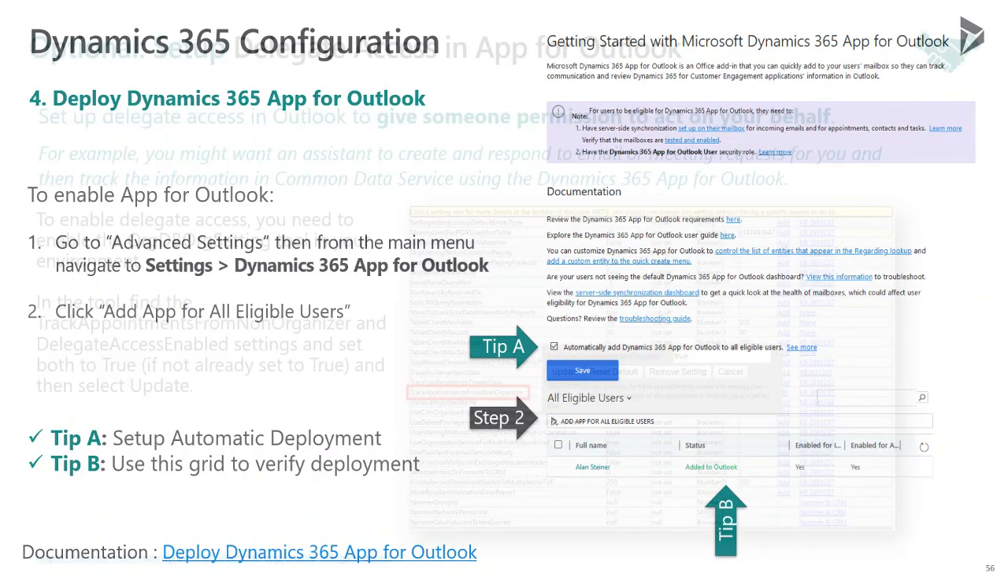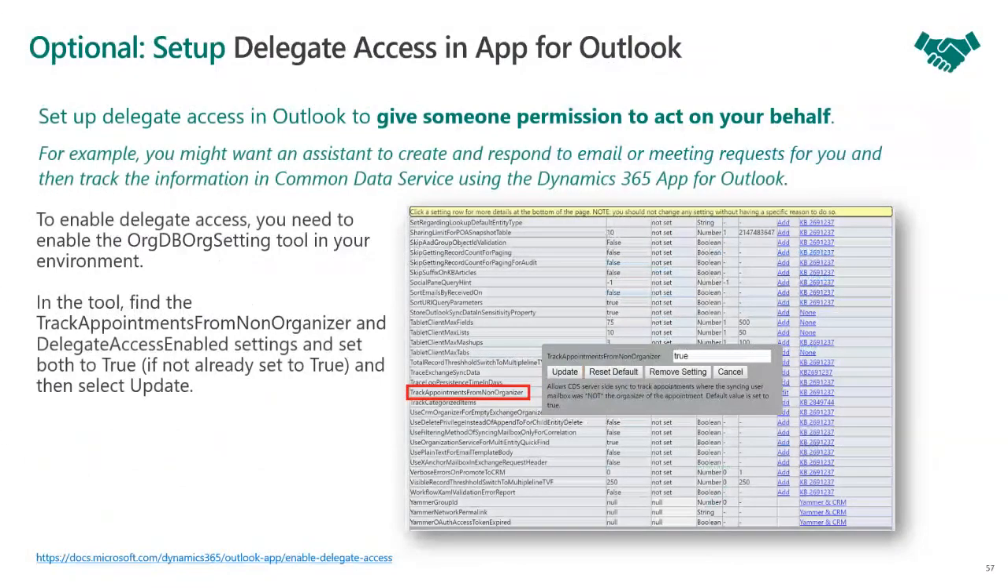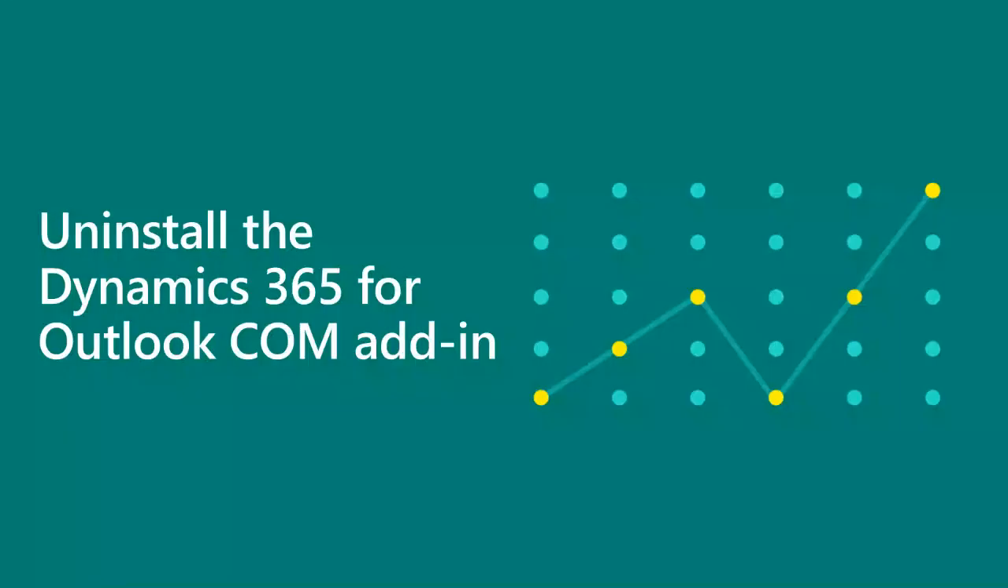If you want to set up the delegate access in the app for Outlook, you can do so in the orgdb setting. To do that, you need to access the orgdb org setting tool. You need to install that in your environment. We've put the link at the bottom. And then you need to set a specific setting to true. That setting is track appointments from non-organizers and also delegate access enabled. Both of these should be set to true. And then you have support for delegate access.